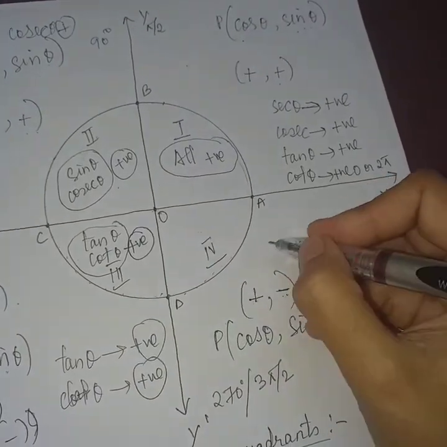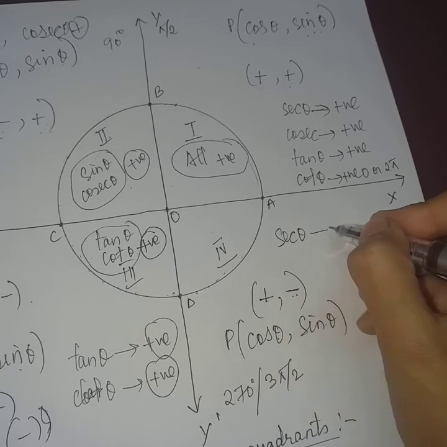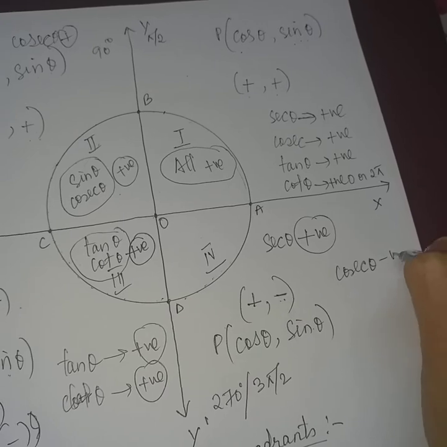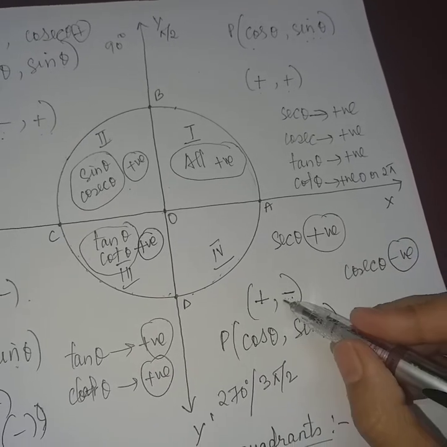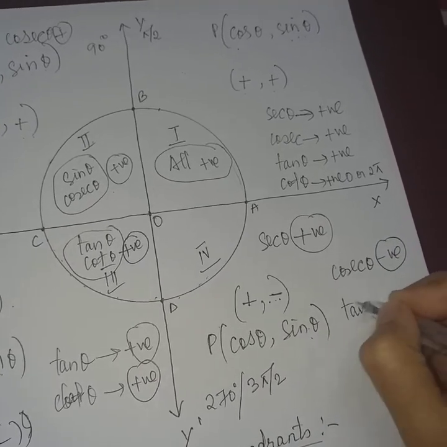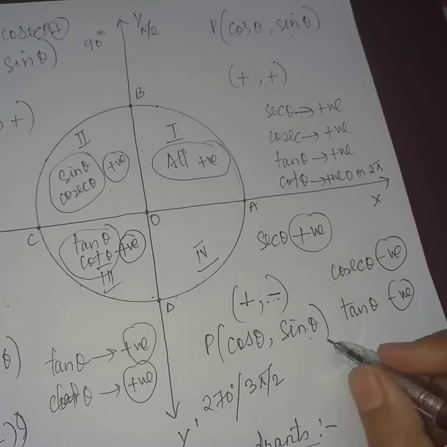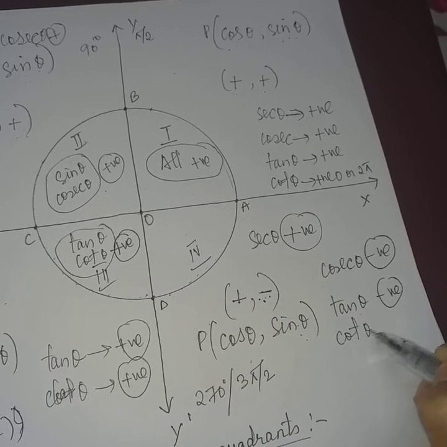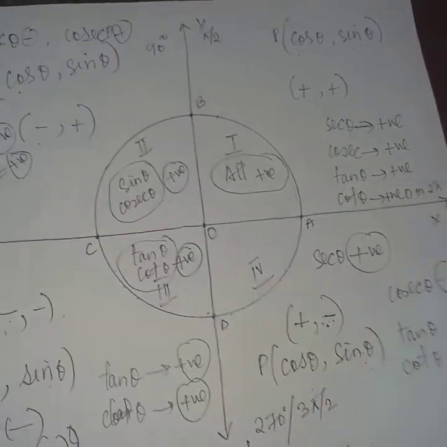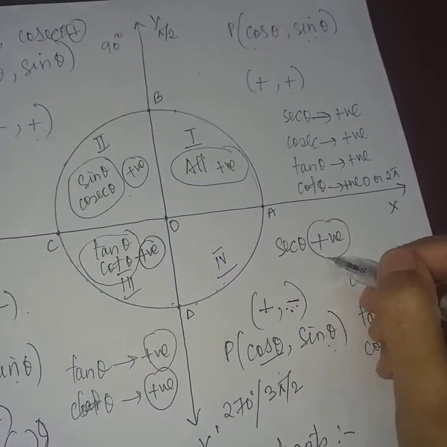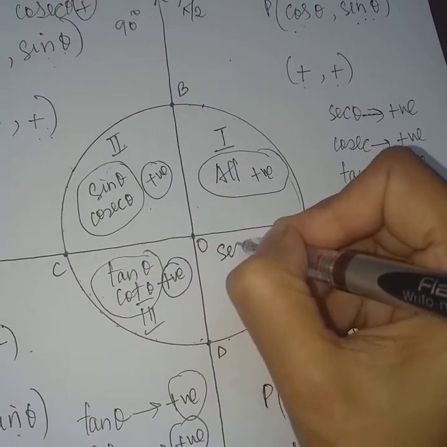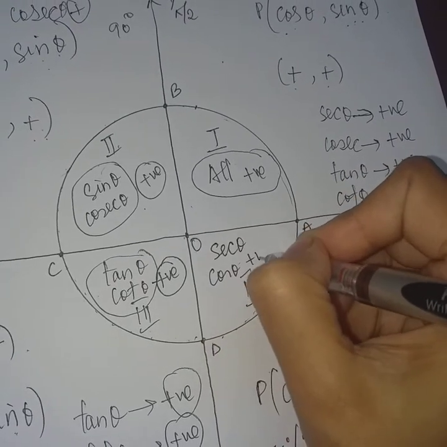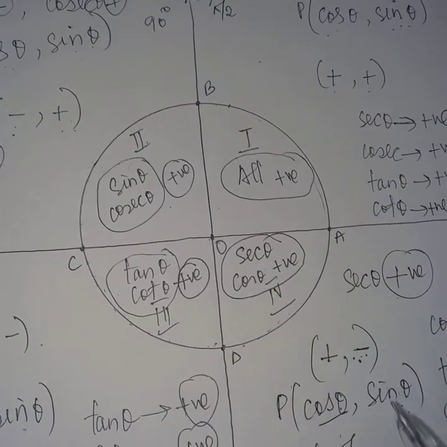So if cos theta is positive, sec theta will also be positive and cosec will be negative, because cosec is 1 by sin theta and sin theta is negative. And also tan theta will be negative because tan theta is sin by cos. So if one of them is negative, then it will be negative. Cot theta is also negative. So in the fourth quadrant, cos and sec are positive. The values of cos theta and sec theta are positive.